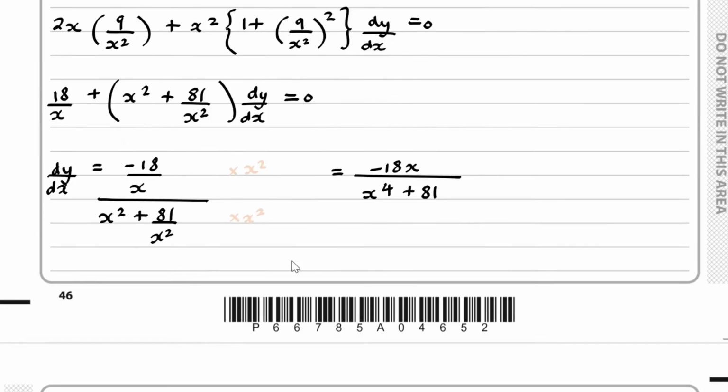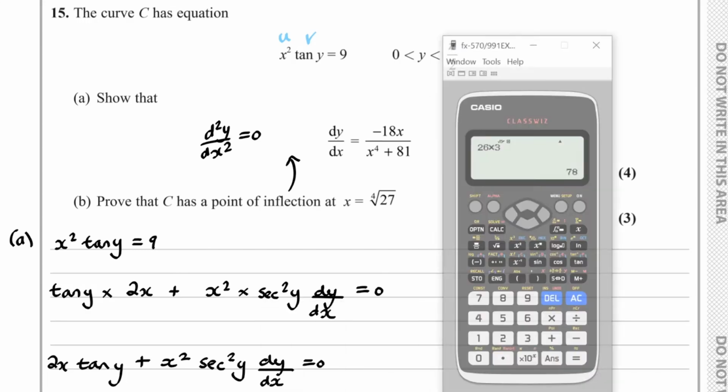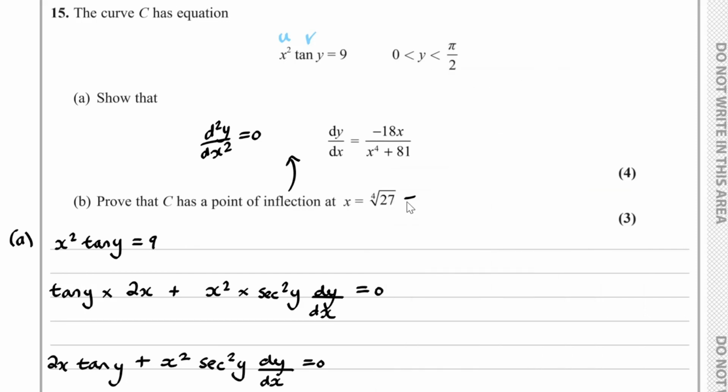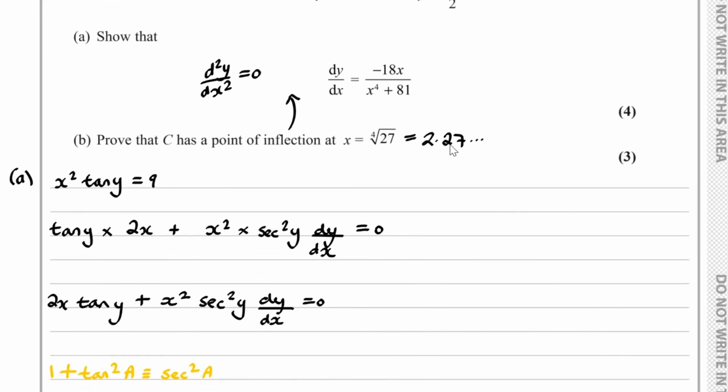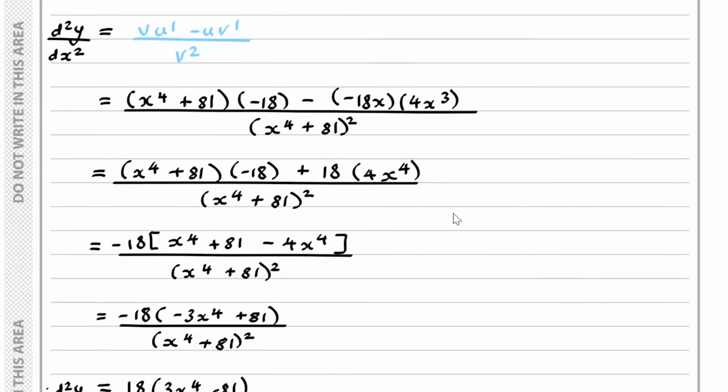For a point of inflection, we check what happens to the second derivative either side of this value. Now, if we work out that value, here we have the 4th root of 27, that's 2.27, etc. So just bear that in mind. We're going to check a value below this value and a value above this value. So what do I mean by that?